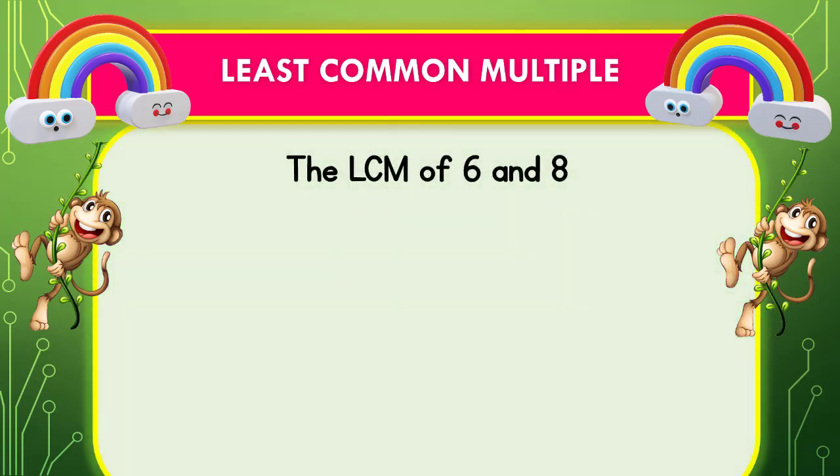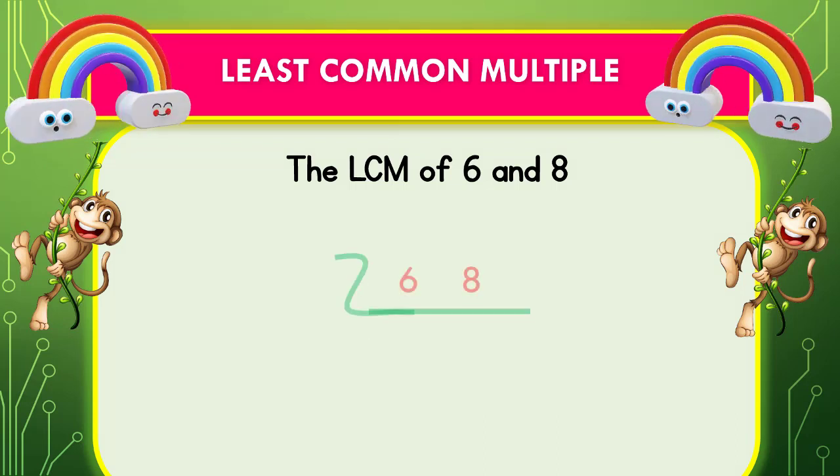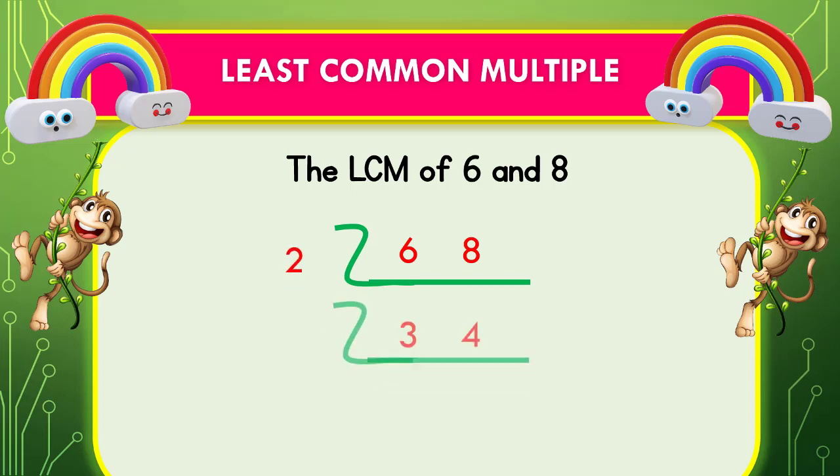Next. Okay, the least common multiple of 6 and 8. Set up the numbers. What number can divide 6 and 8? It's 2, right? So 6 divided by 2 is 3, and 8 divided by 2 is 4. And now we have 3 and 4. So, what number can divide 3 and 4?